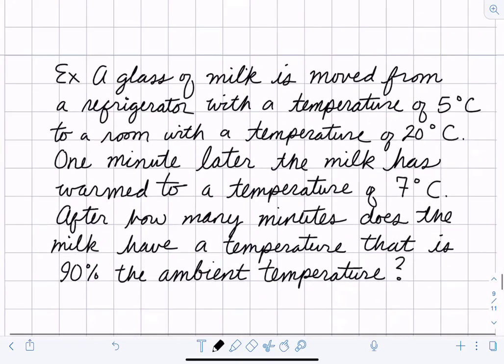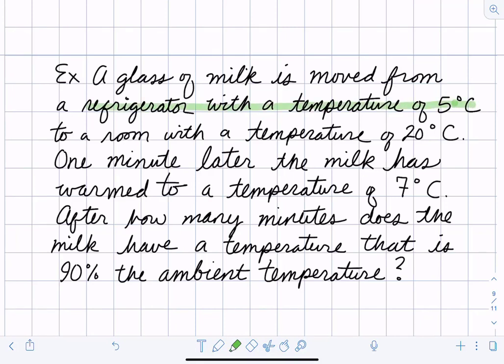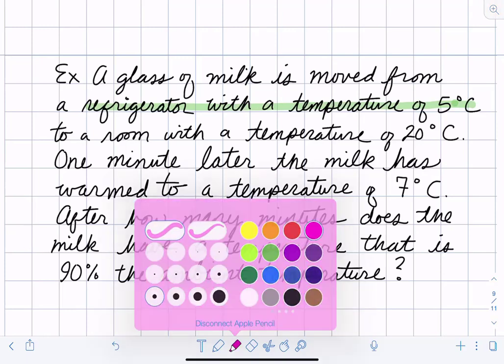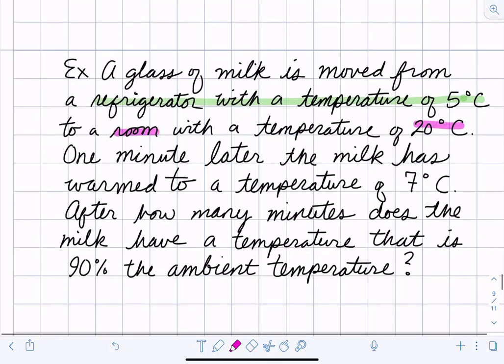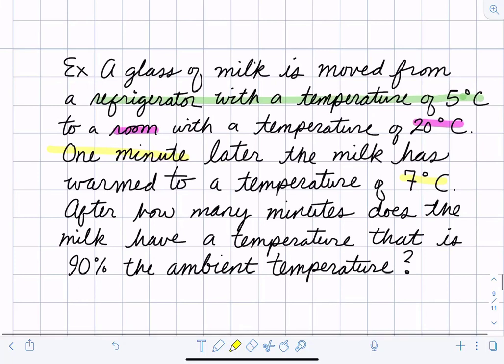So for our example, we're going to assume that a glass of milk is moved from a refrigerator with a temperature of 5 degrees Celsius. Let's highlight that. That's going to be relevant. To a room with a temperature of 20 degrees Celsius. 1 minute later, the milk has warmed to a temperature of 7 degrees Celsius. Again, I feel like that's going to be relevant. So we got 1 minute, temperature 7 degrees Celsius. After how many minutes does the milk have a temperature that is 90% of the ambient temperature?